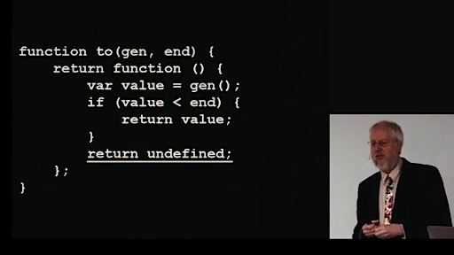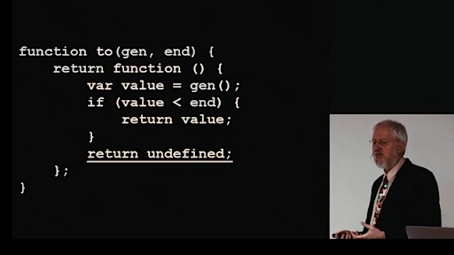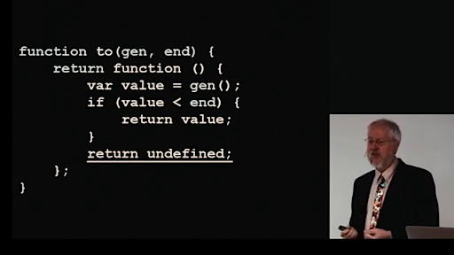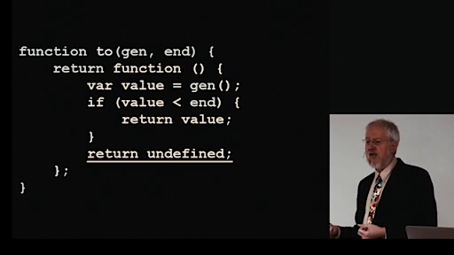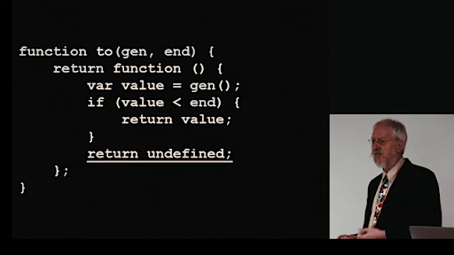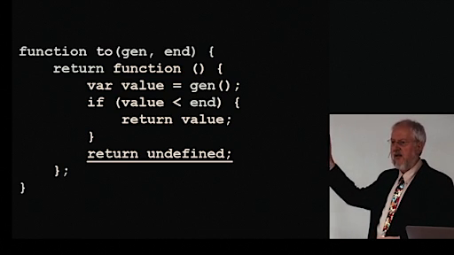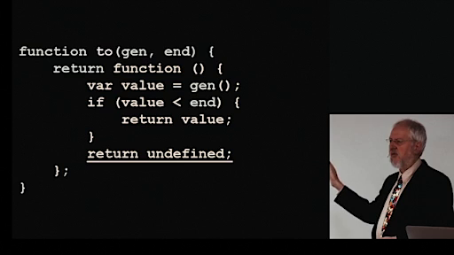So here's one way to write the to function. To takes a generator and an end value. It returns a function that gets the next value from the generator. If that value is less than the end value, it returns that value. Otherwise, it returns undefined. So who got something that works? Very good. Anyone take a different approach or do something amazing?